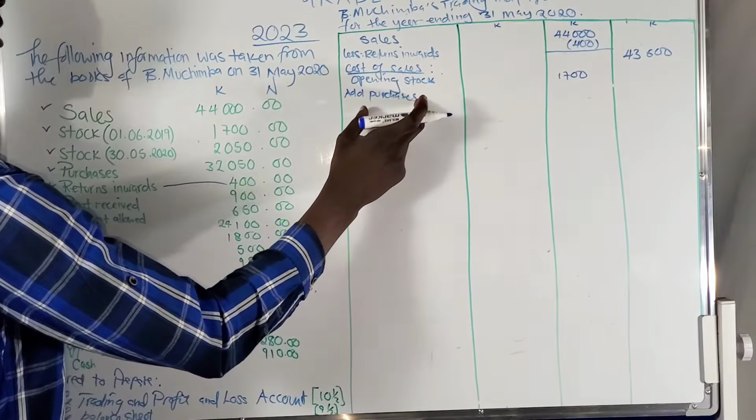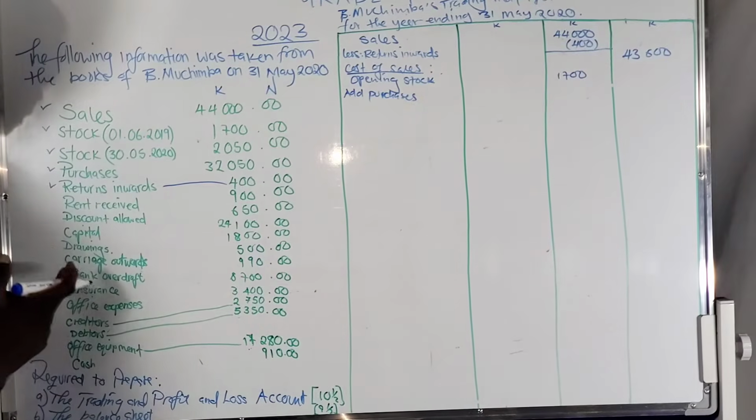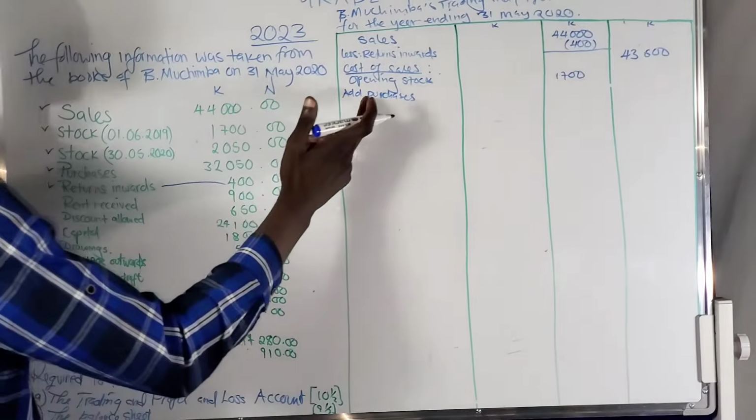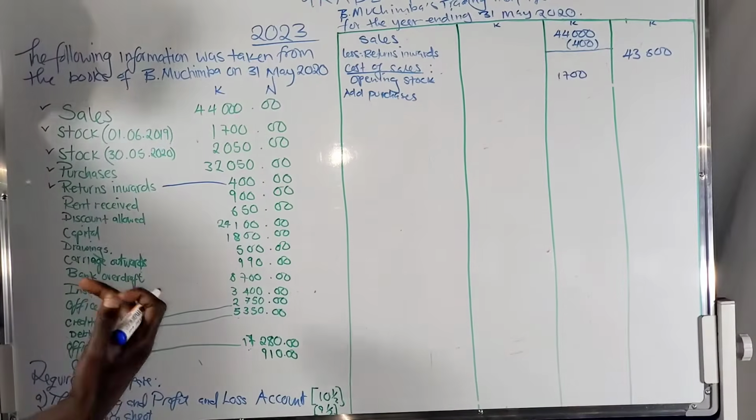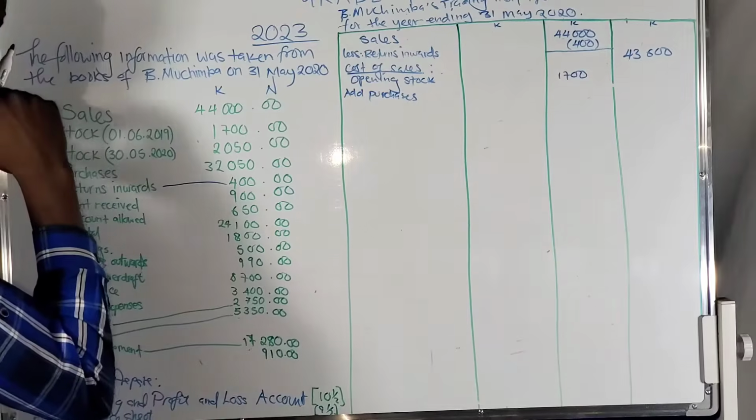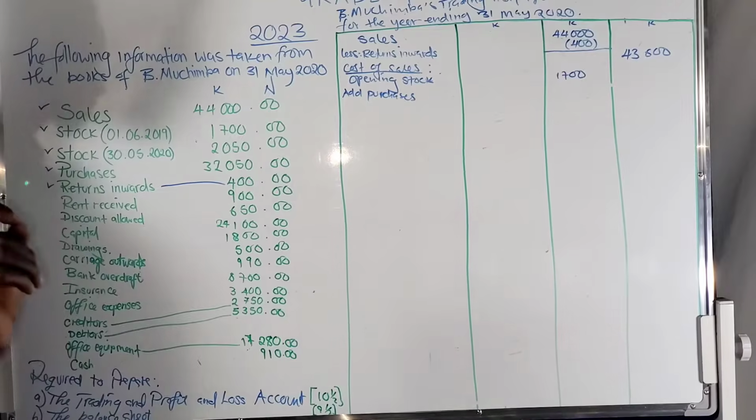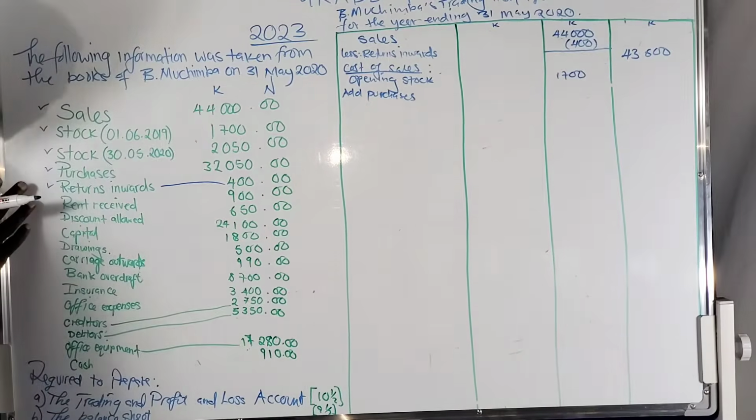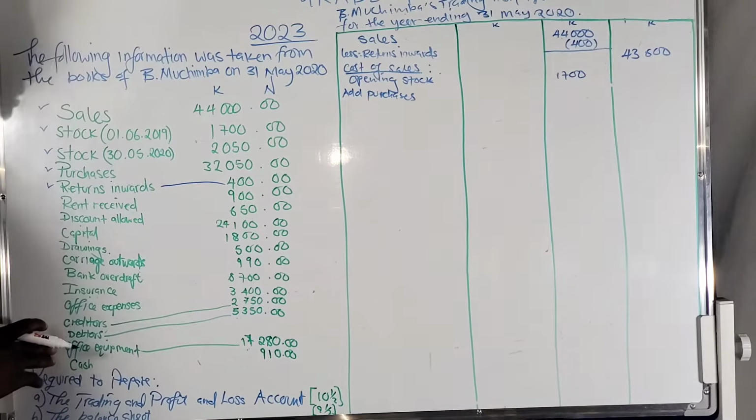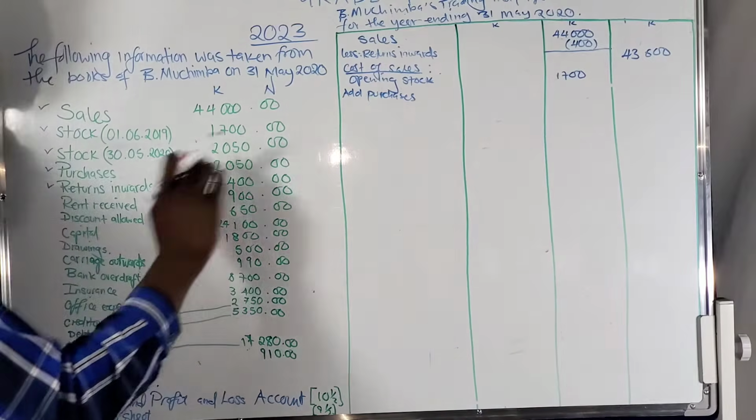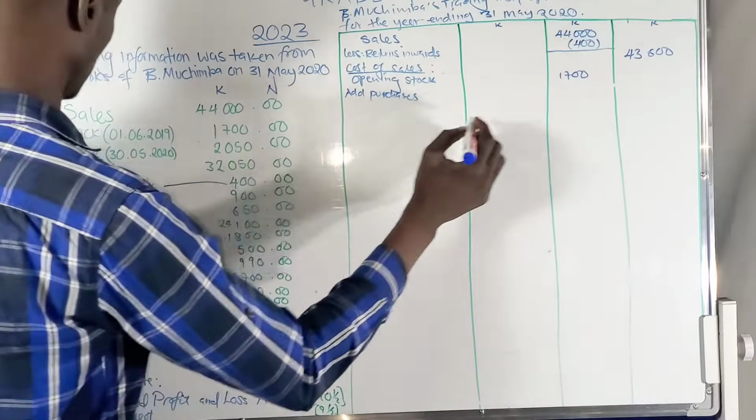Now, to purchases, we check if at all we have carriage inward. If you look at this, we don't have carriage inward, we have carriage outward. If we had carriage inward, we would have added it to purchases to come up with the total purchases. Since we don't have it, we go direct to returns outwards, if at all we have returns outwards. If we check properly here, we don't have returns outwards or purchases returns. So this purchases goes direct in the middle column, which is 32,000.